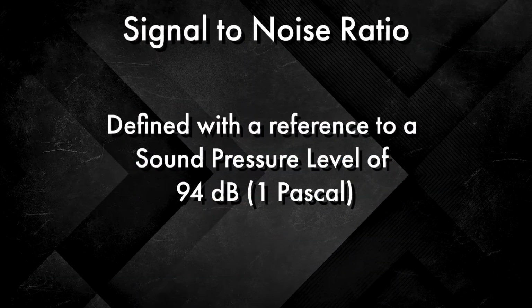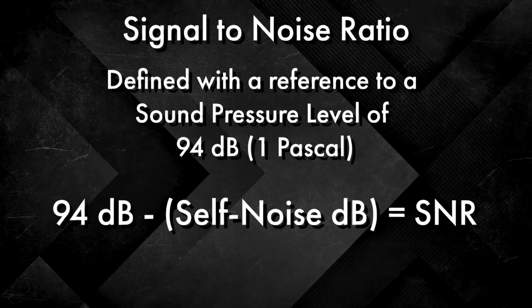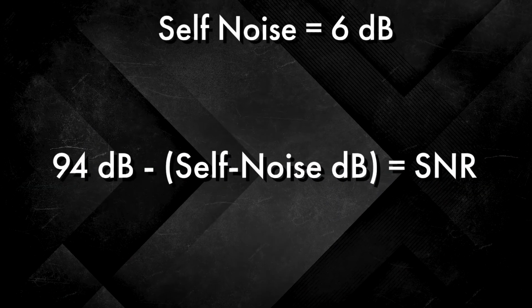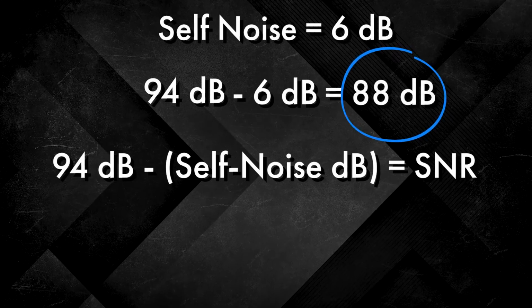The signal-to-noise ratio is the difference in decibels between the level of self-noise and 94 decibels. For example, if the level of self-noise is 6 decibels, the signal-to-noise ratio is 94 minus 6, which is 88 decibels. So they don't necessarily mean the same thing, but one can easily be calculated with the other.